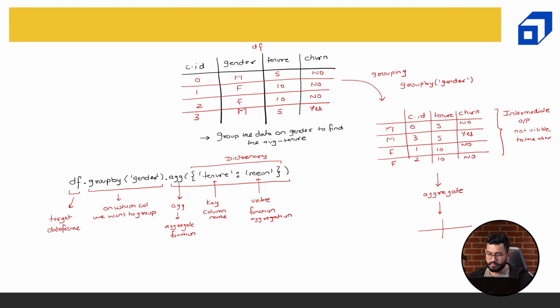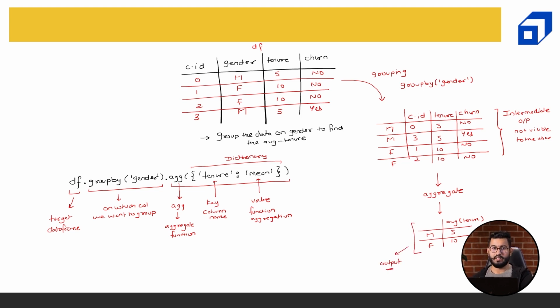So what will happen in the aggregation stage? I will get the output like this, where I'm having male, female, and against male I'm having the average of tenure. So average of tenure will be 5 plus 5, this is 10, divided by 2, again 5, and this will be 10. And this will be my output, which will be visible to us, right? So this is how we group the data.